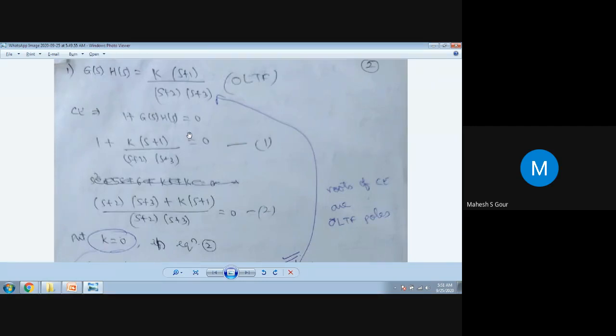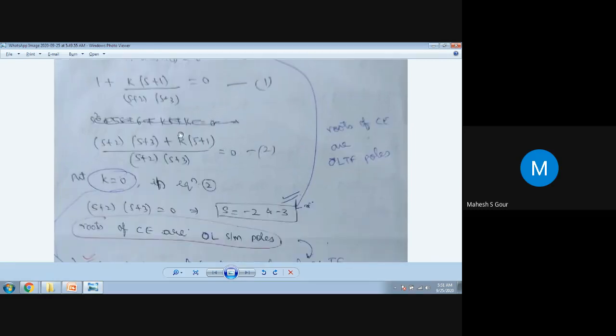So when an open loop transfer function is given to you with a gain K, you don't know the K value. It varies, right? So basically, you will take the characteristic equation 1 plus G of S, H of S equal to 0, and you will solve. When you solve this equation, what you will get? S plus 2 into S plus 3 plus K into S plus 1, right?